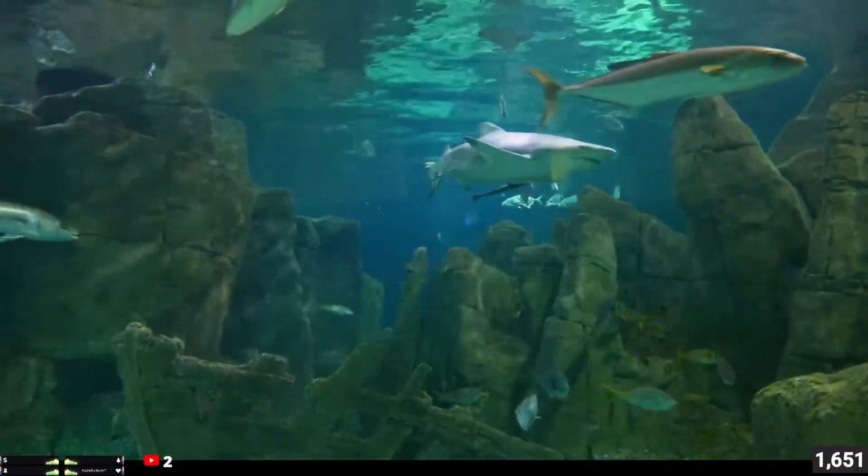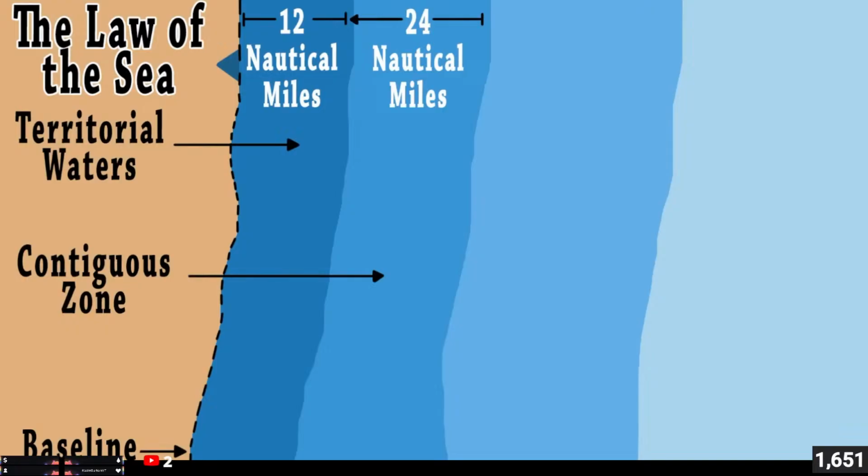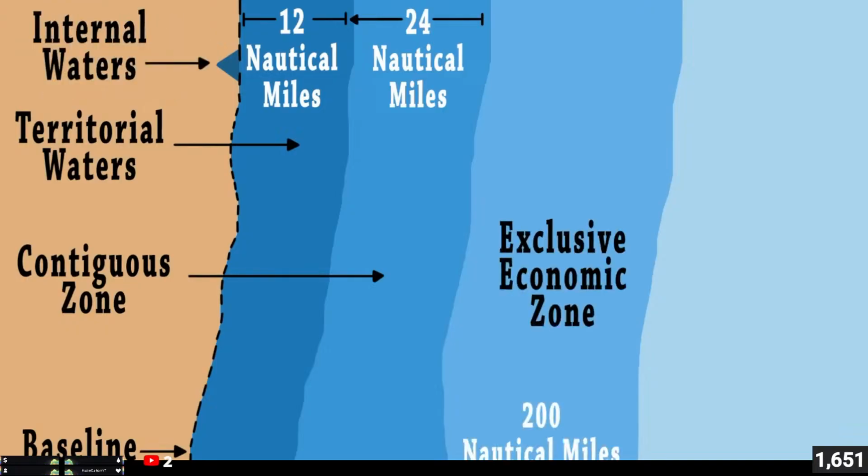Here we can see the law of the sea, which is made up of a variety of different zones. We can see territorial waters which stretch 12 nautical miles off the coastline of a country. Then we have the contiguous zone, which extends another 24 miles off the coast. And then the exclusive economic zone, which extends 200 nautical miles off of the coastline. And lastly, anything past the EEZ is international waters.